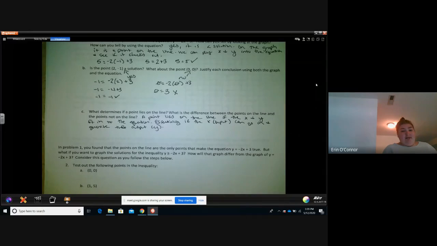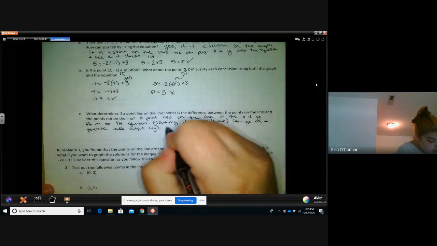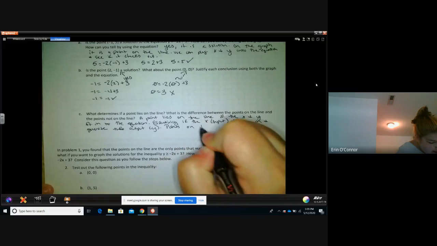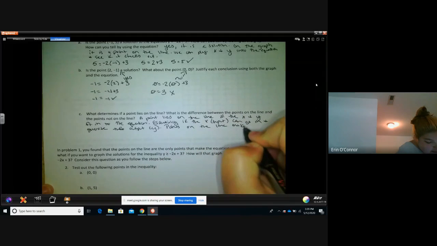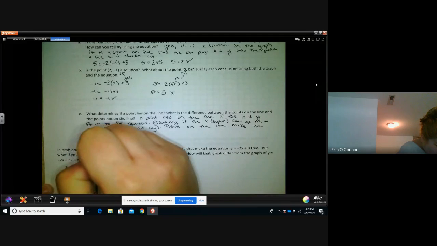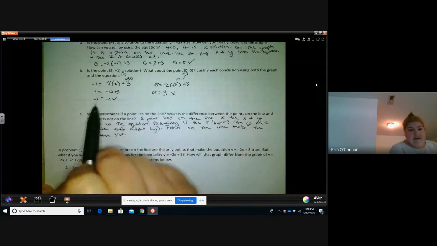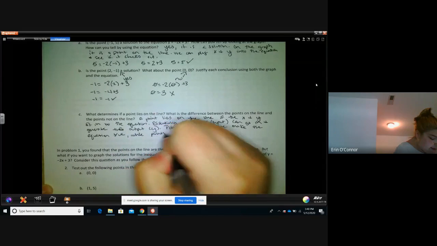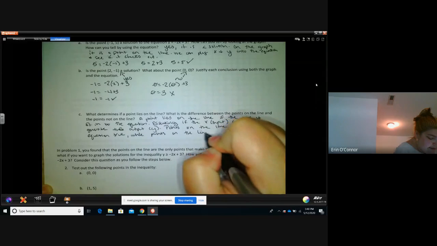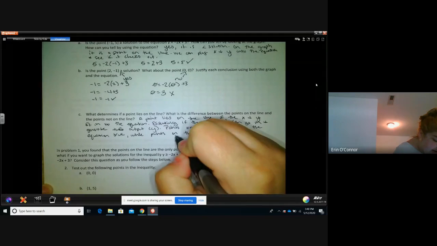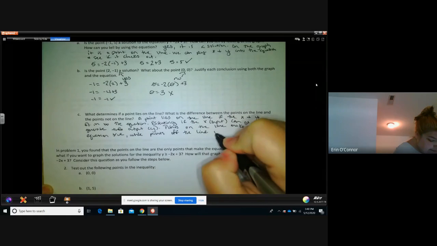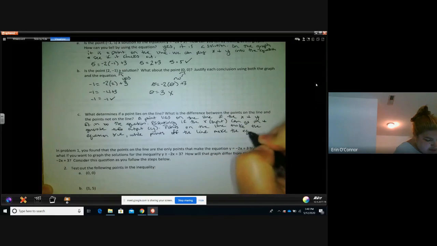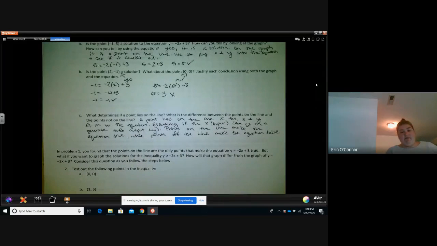Now, what is the difference between points on the line and points not on the line? Points on the line make the equation true. Like this one right here, it makes the equation true. While points off the line make the equation false. Here, that is not true. So it makes the equation false.